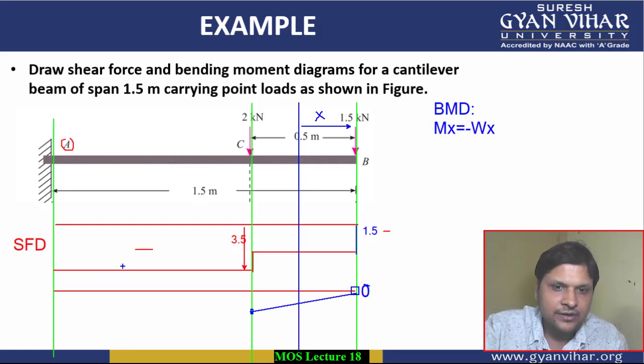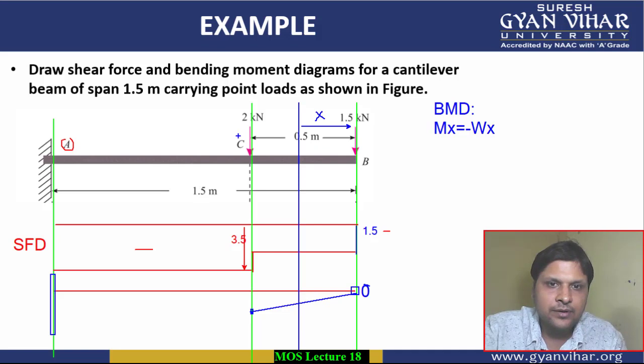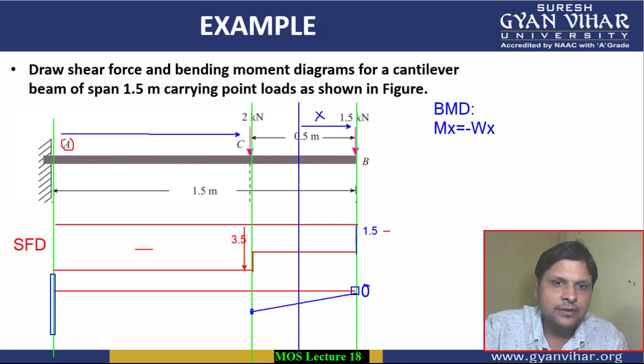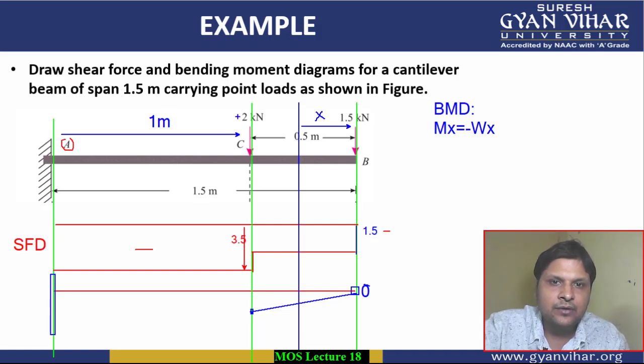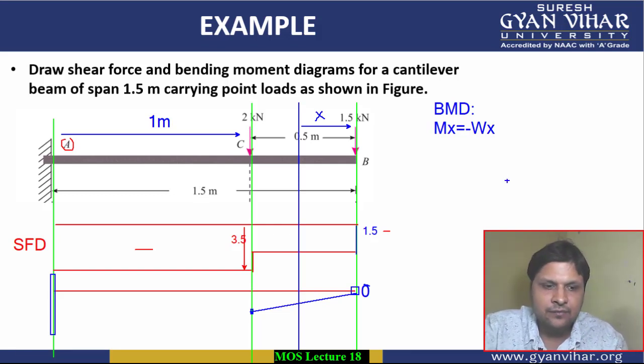Now if you take the section somewhat to this side, somewhat here, then the distance of these two forces becomes how much? This is 0.5. So subtracting this 0.5 from 1.5 will be equal to 1. So it will be 1 meter. Alright, so 1 meter and 2 kilonewton force, it will be equal to 2 into 1. And since its nature is also clockwise, it will be taken as negative.